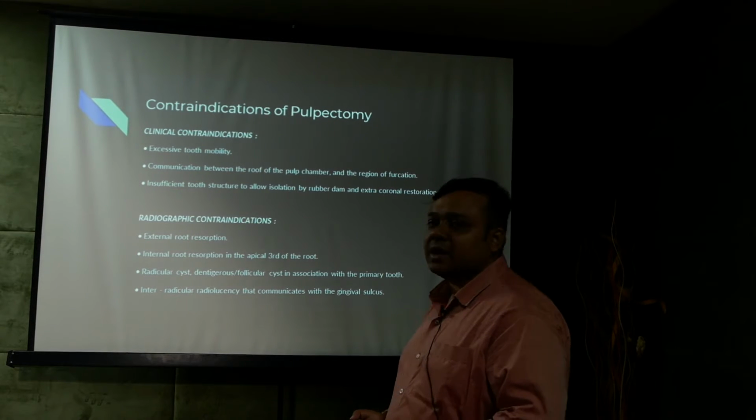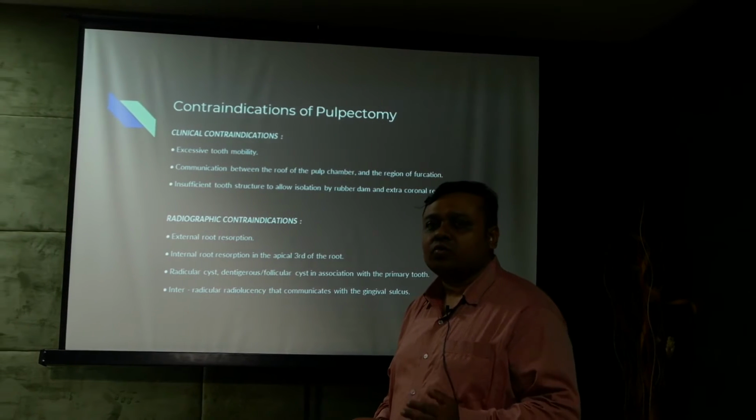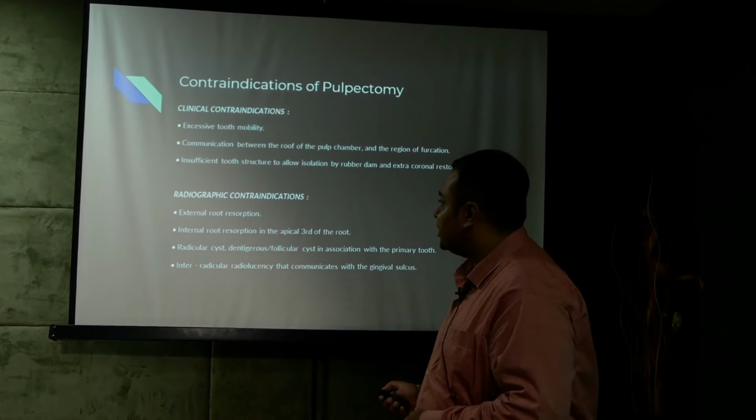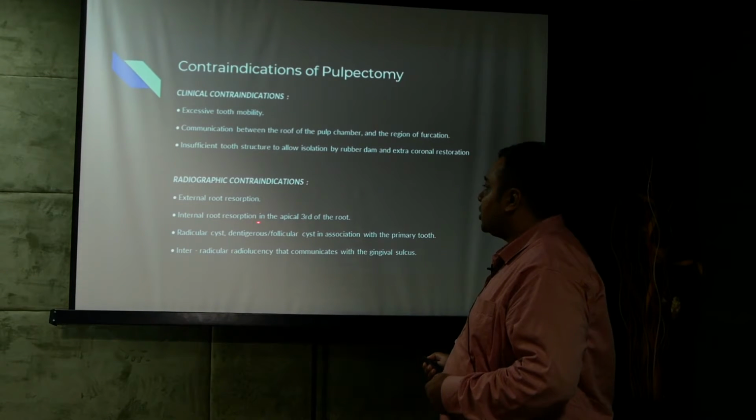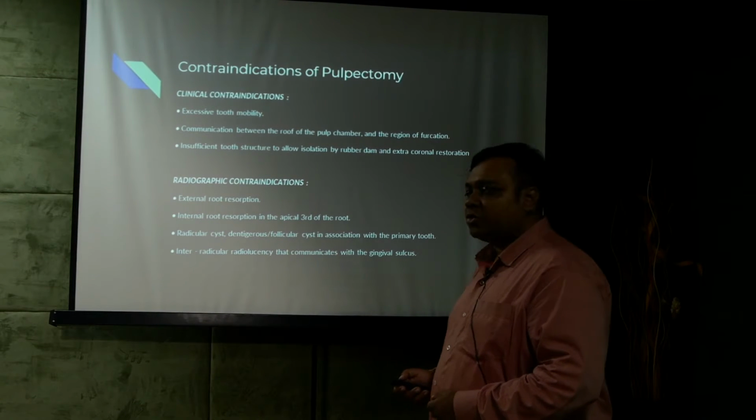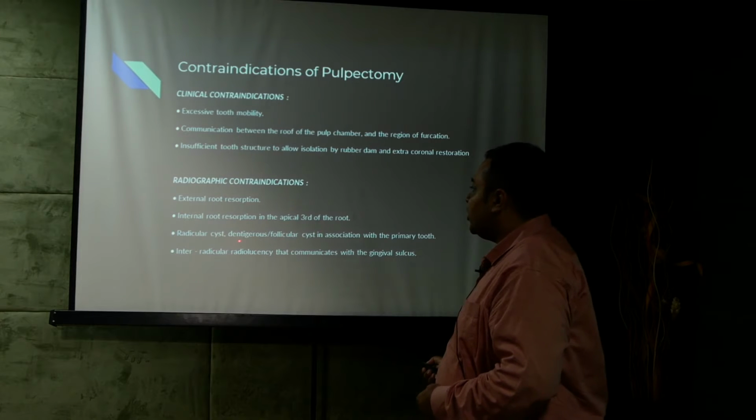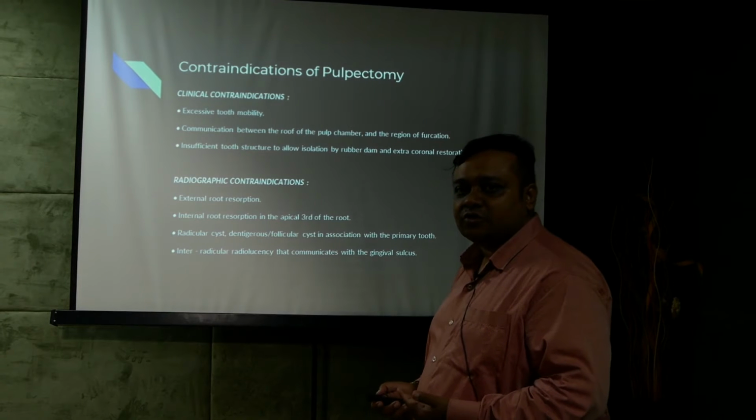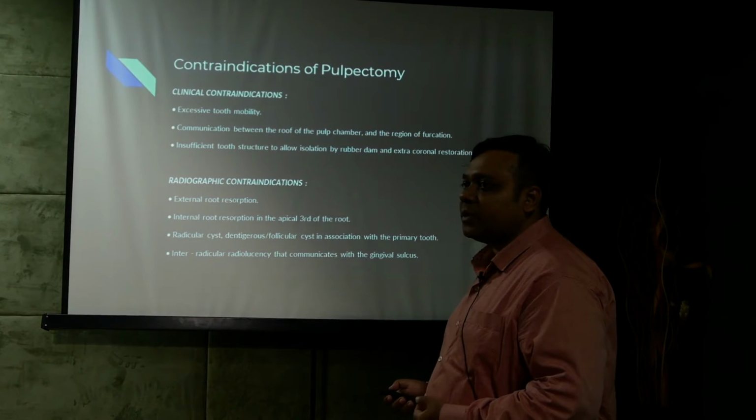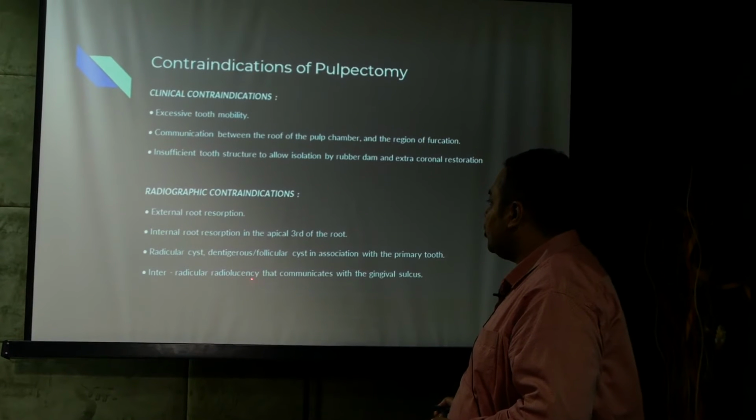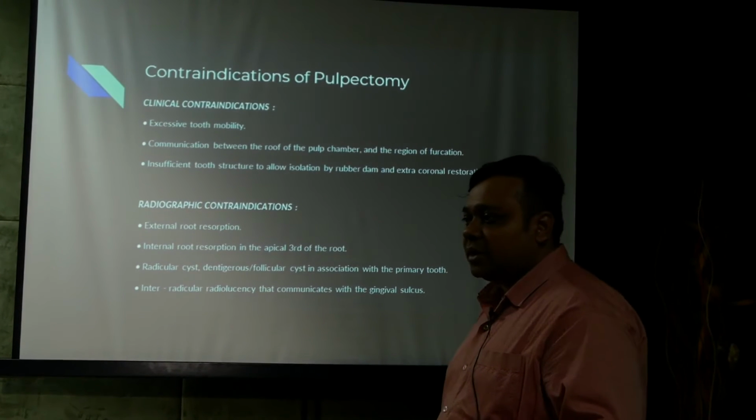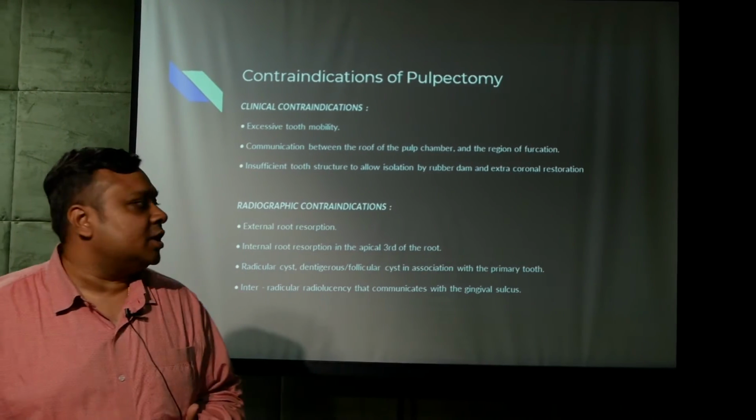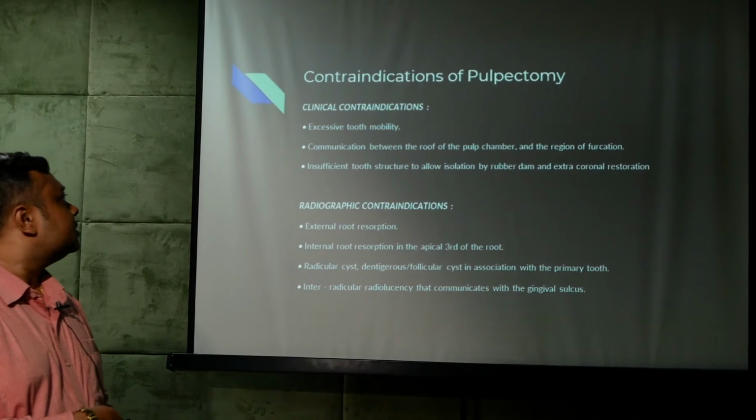Radiographic contraindications are external root resorption, that is, if a tooth is showing chances of root resorption, we should not perform pulpectomy. Internal root resorption is also a contraindication. A tooth with a radicular cyst or dentigerous cyst, any kind of pathology associated with the tooth, we do not recommend a pulpectomy. And finally, interradicular radiolucency, that is, a tooth with a radiolucency in the furcation area which has a big communication with the gingival sulcus.